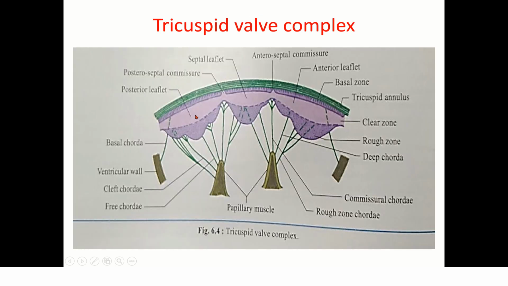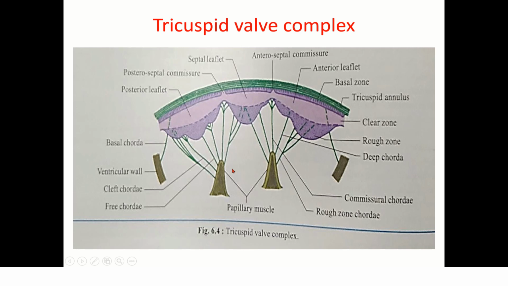If you see here, this is the anterior leaflet, this is the septal leaflet, this is the posterior leaflet. You can see between these leaflets, these are called commissures. The junctions are called commissures. And if you observe properly, each leaflet has three zones. This is the rough zone, this is the free margin, and then the clear zone, and this is the basal zone.